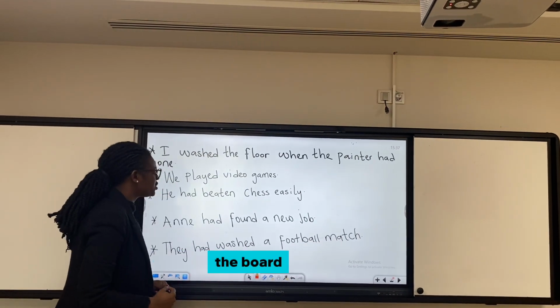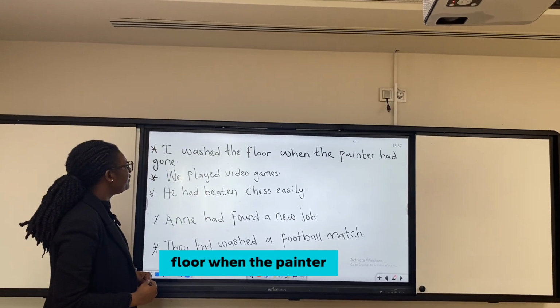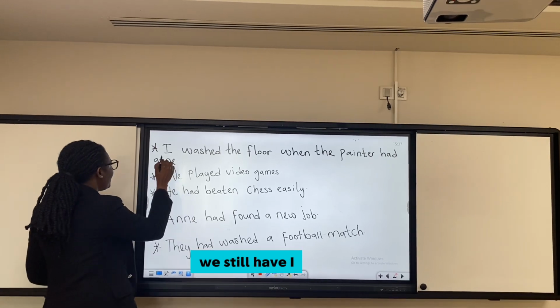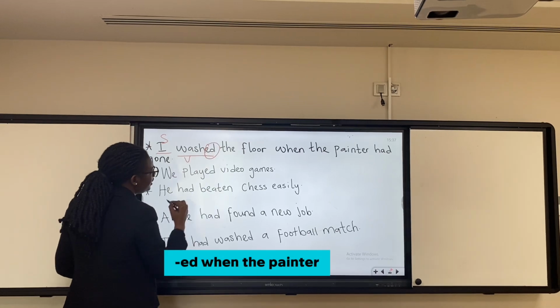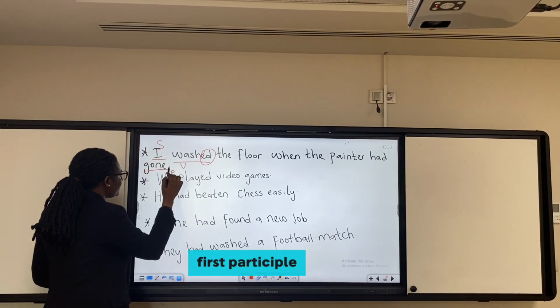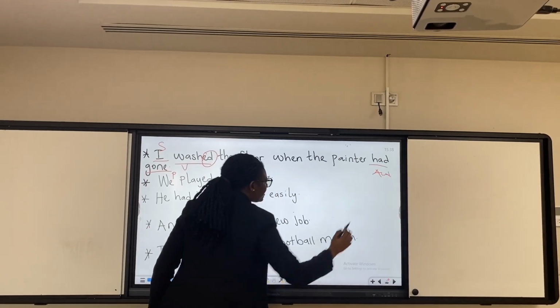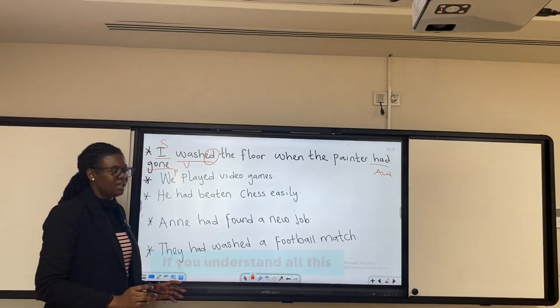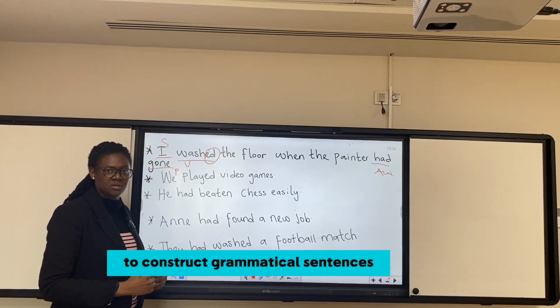Okay, let's look at the board. We have other sentences. For example, I washed the floor when the painter had gone. We still have I, which is the subject. We have the verb to wash, verb, and we have ed. When the painter had gone, this is the past participle, and we still have the auxiliary. So this is just the formula. If you understand all this, it becomes so easy to construct grammatical sentences.